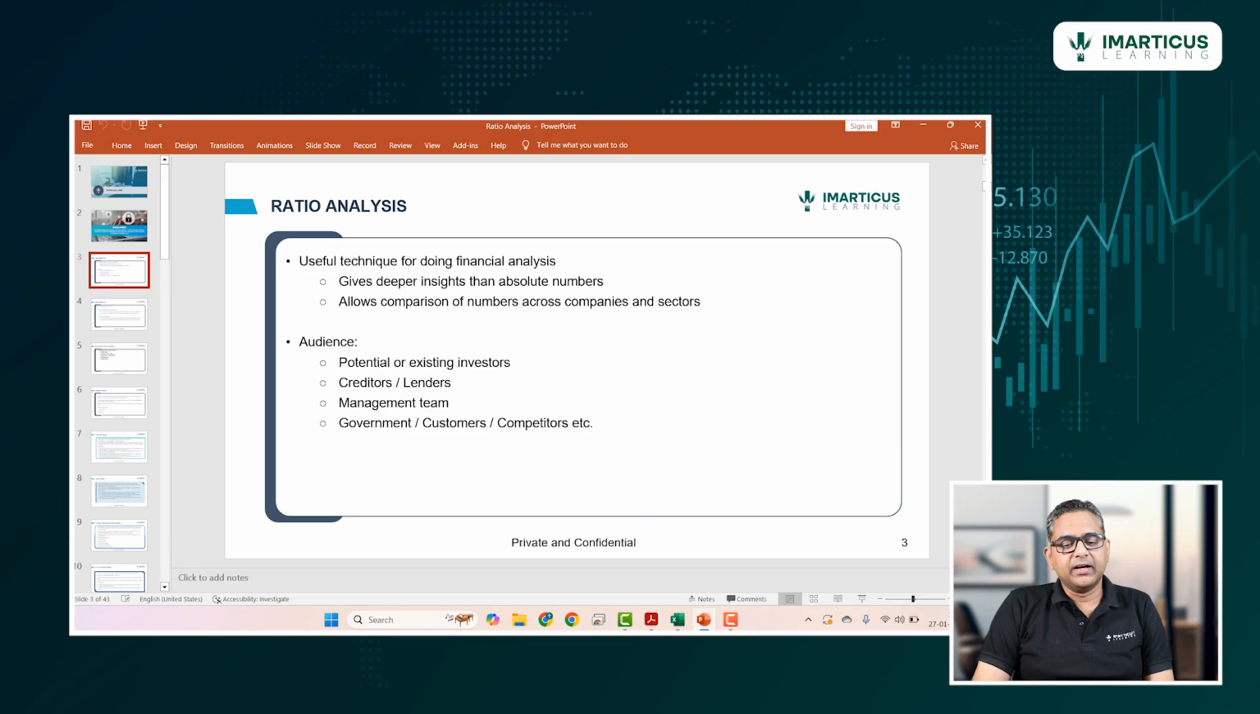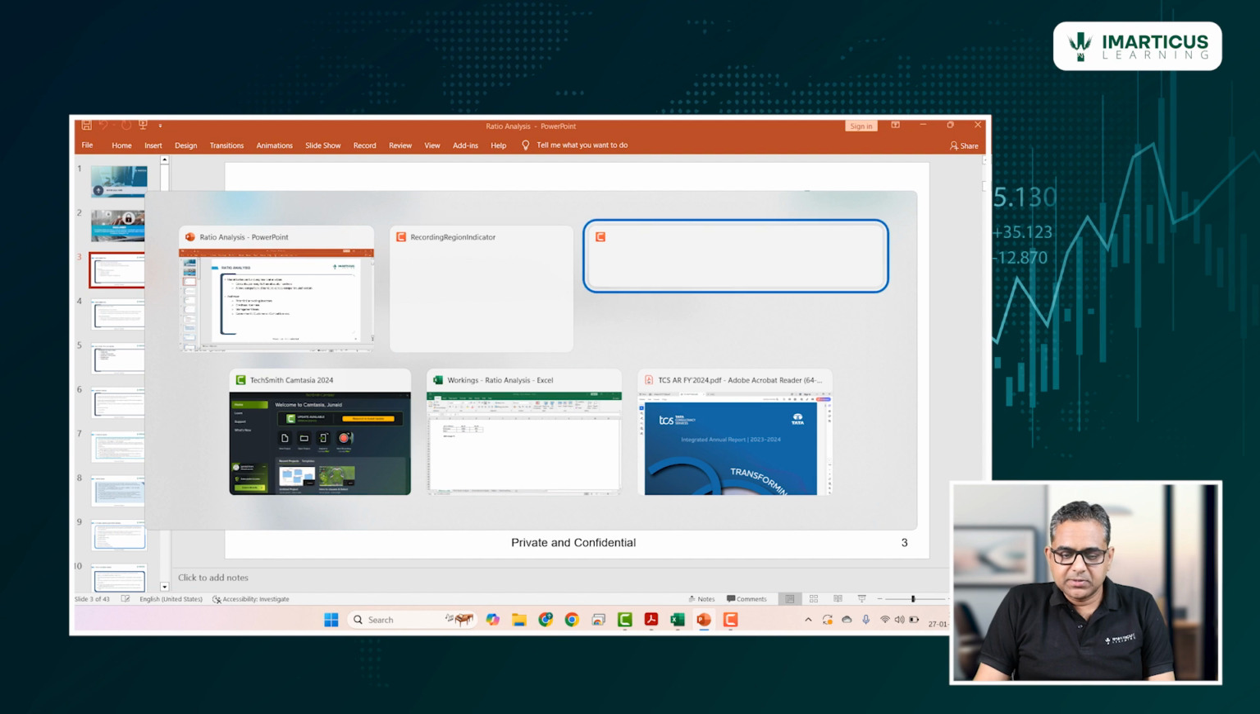What is a ratio? We can look at absolute numbers and we can look at comparison of numbers. So when we say ratio, it is nothing but a comparison of one number with another number. How it helps us? Yeah, it gives deeper insights than absolute numbers.